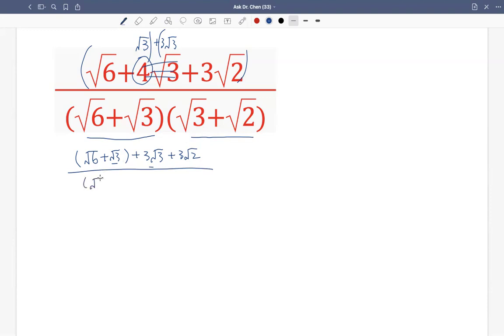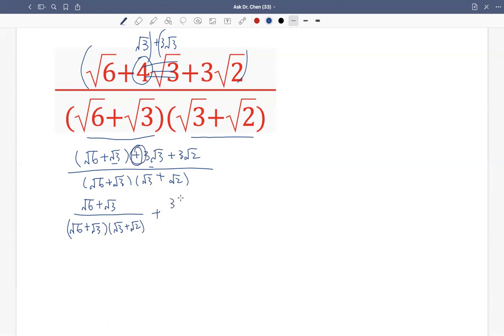Then divided by the denominator, square root 6 plus square root 3, multiplied by square root 3 plus square root 2. Now you see we can simplify. Because this is a plus, right? So let's split into 2 irrational expressions. So this one, square root 6 plus square root 3, then divided by the denominator, square root of 6 plus square root 3 times square root of 3 plus square root of 2. Then plus, because this is plus the numerator, we have 3 radical 3 plus 3 radical 2.